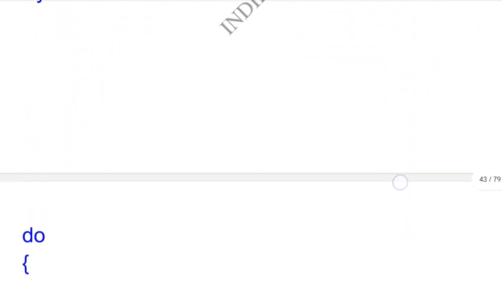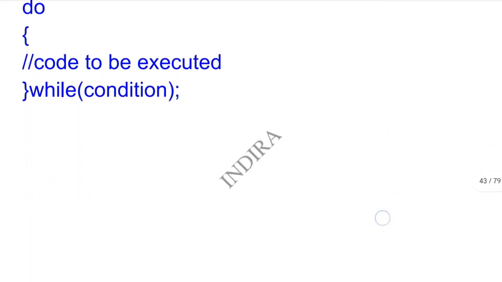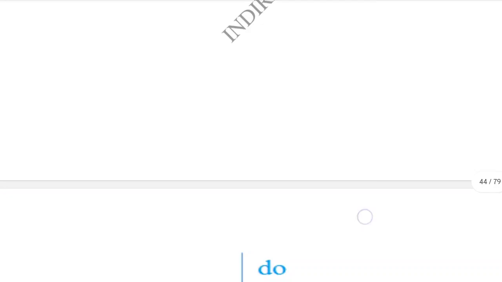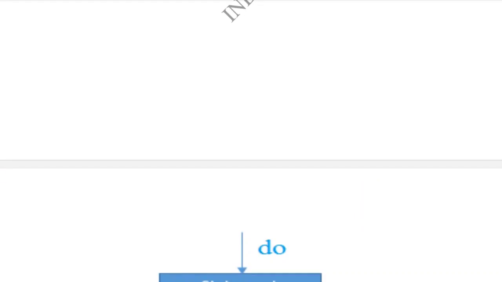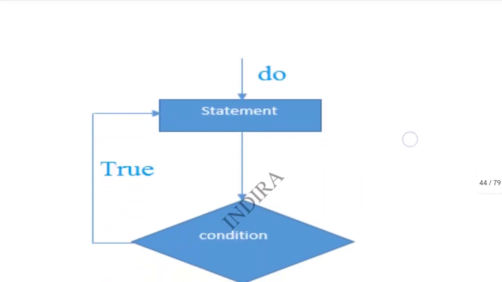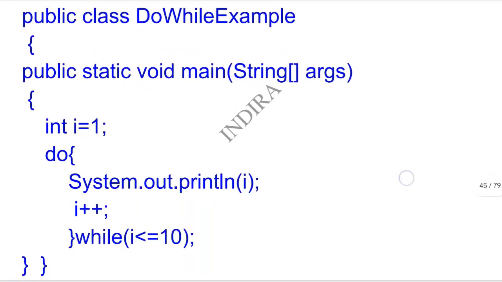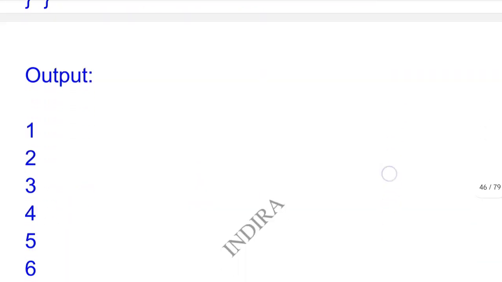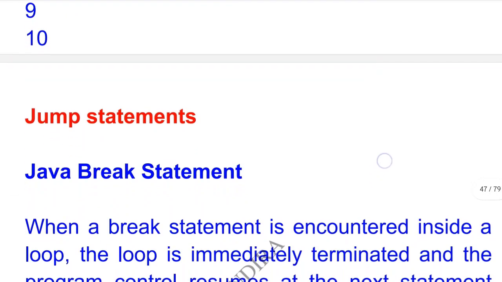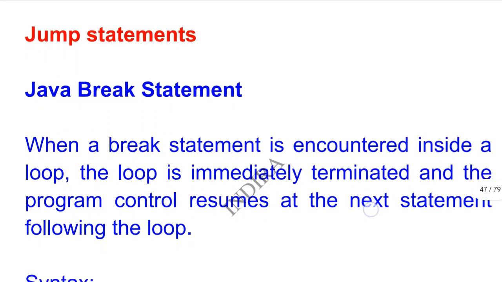Coming to the syntax of the do while, this one is the syntax, very easy syntax. For looping statements, the syntaxes are very easy. Flowcharts are also very easy to draw, and this is the example for the do while, and this is the output. Next one is branching statements.